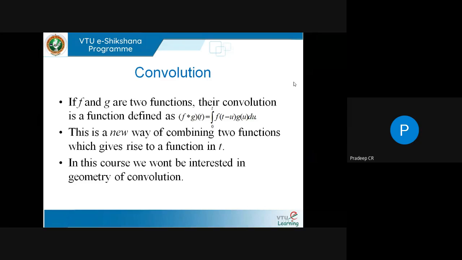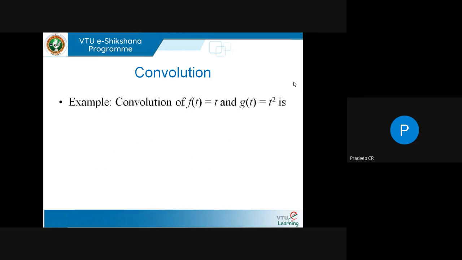But here, I'm interested in a theorem of how the Laplace transform relates to convolution. So I want to explain that. That's the goal in this section. So I won't go into the geometry of convolution. Instead, I'll just give you a very brief example of what convolution means. For example, let us take the convolution of these two functions.